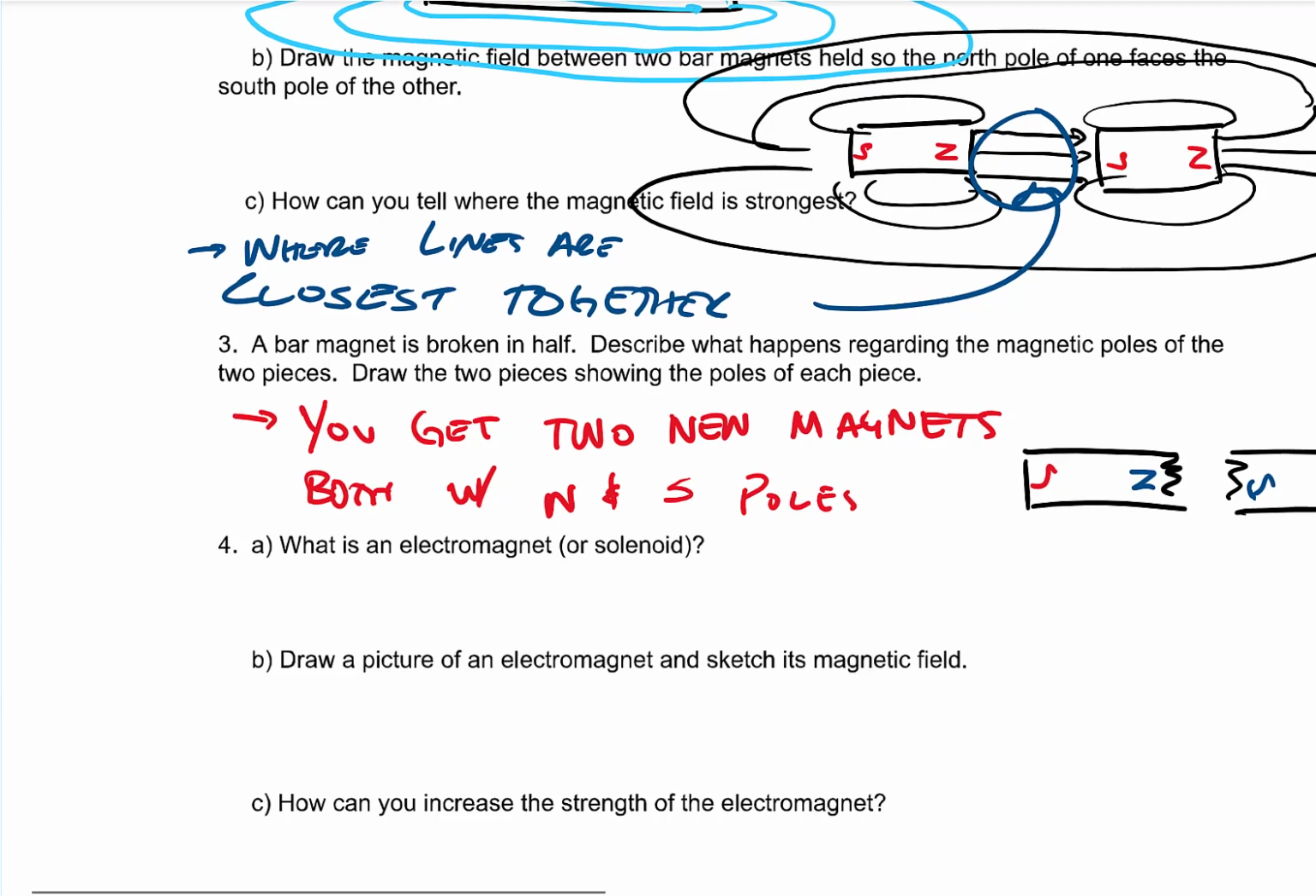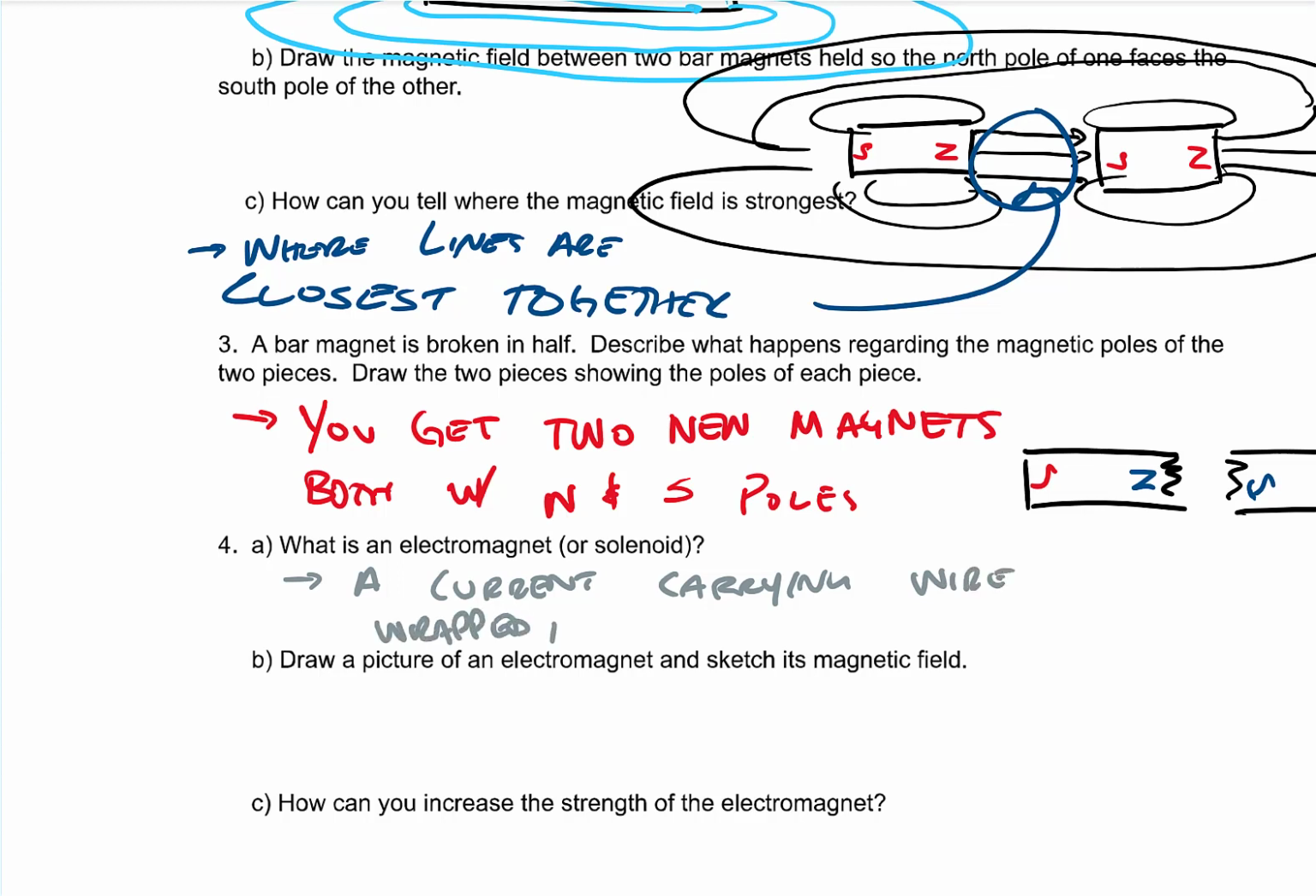What is an electromagnet or solenoid? It's a current carrying wire wrapped in loops to create a magnetic field.